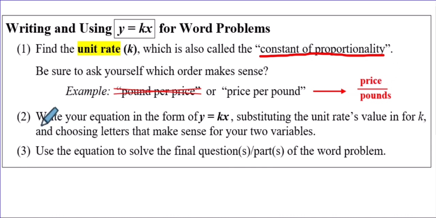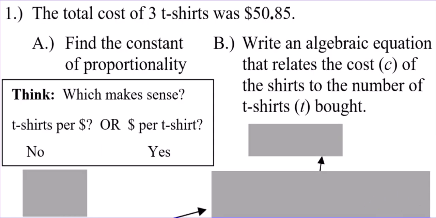After you get your constant of proportionality, part two, you're going to write your equation. It's in that generic form of a variable equals the unit rate times some other variable. You can pick whatever letters make sense for your two variables. And then finally, we're going to use the equation to solve a part C, a final part to the word problem. All right, I actually have some examples already done for you. Let's take a look at them.